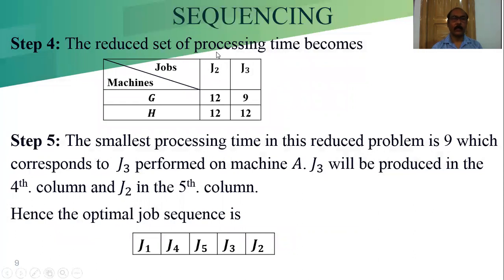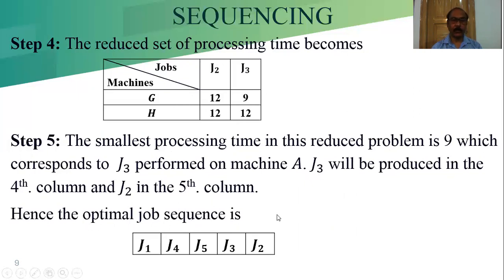Now the reduced set of the processing time, or we can say the reduced problem, where J2 and J3 are there. Now we can find out the smallest time is 9, corresponding to machine G and to job J3. So J3 will appear in the fourth position, and only J2 is left, which will appear in the last position, that is the fifth position. The smallest processing time in this reduced problem is 9, corresponding to J3 performed on machine A, and J3 will be produced in the fourth column and J2 in the fifth column.